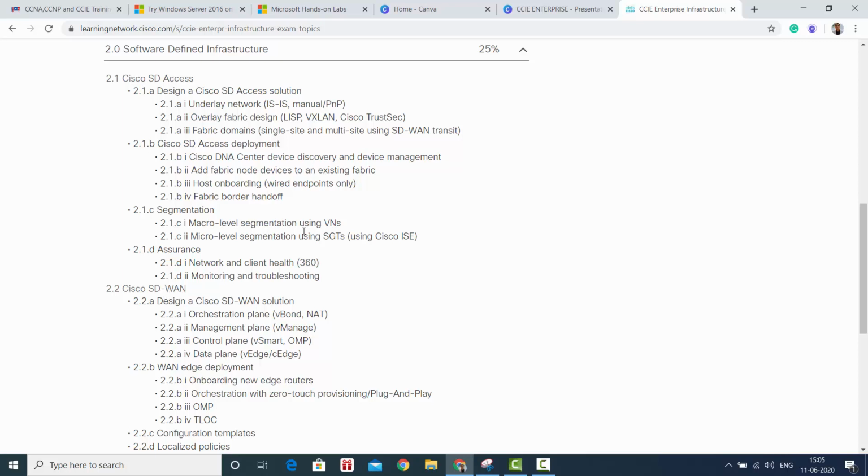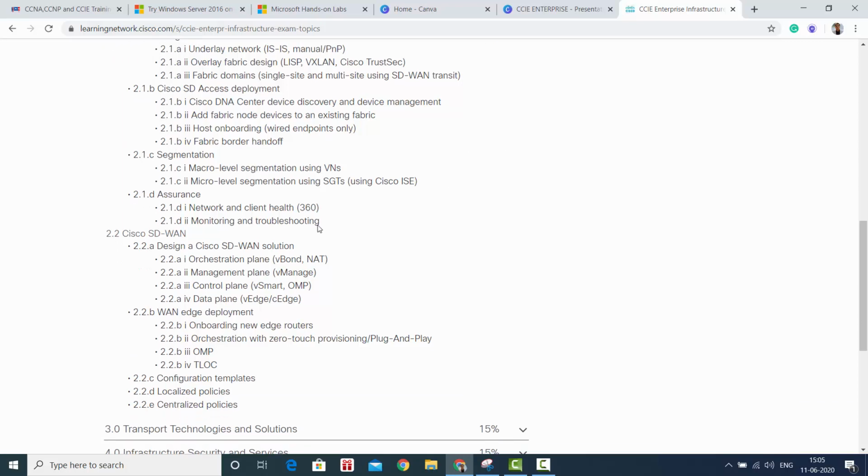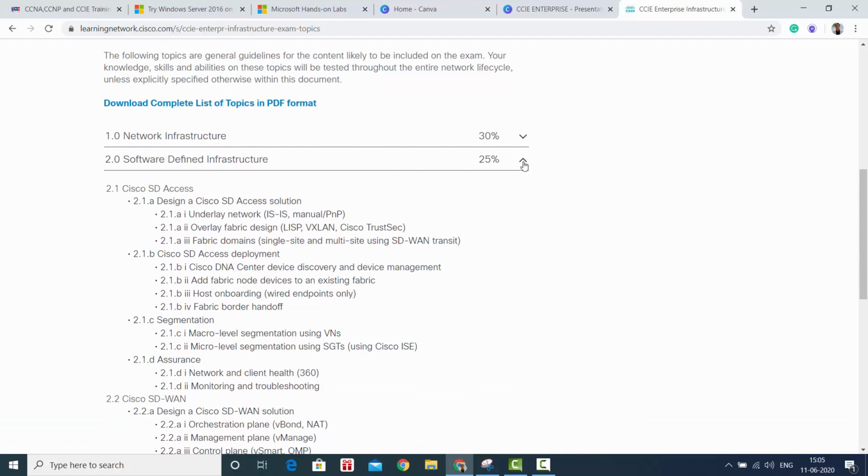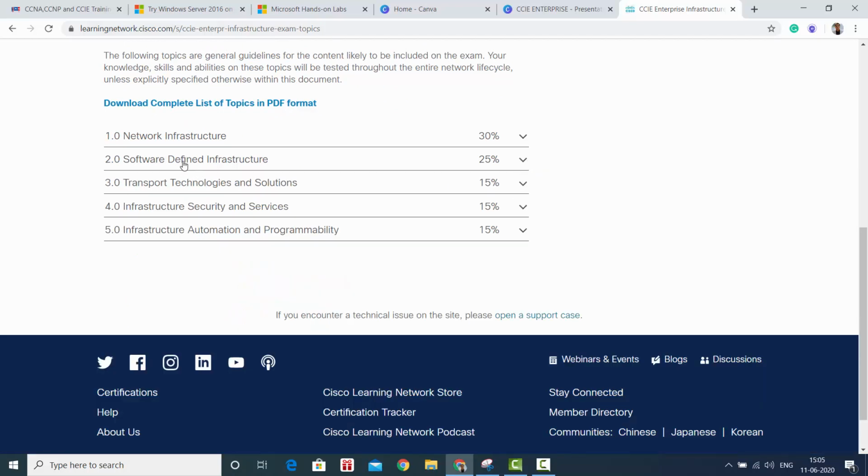These three technologies were never there in the previous routing switching exam. They were never covered in any exam except that CCIE Security or Wireless used to have Cisco ISE, but that is now being included here. And it's a huge percentage. Score-wise, it's like 25% of the score. That's a huge percentage.